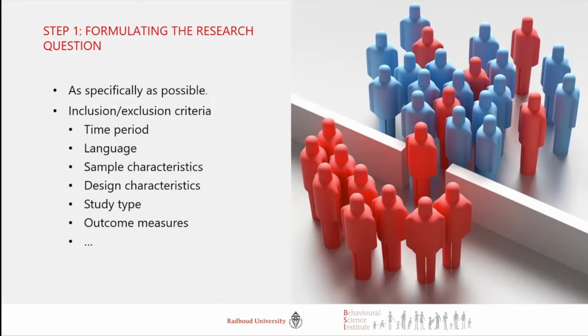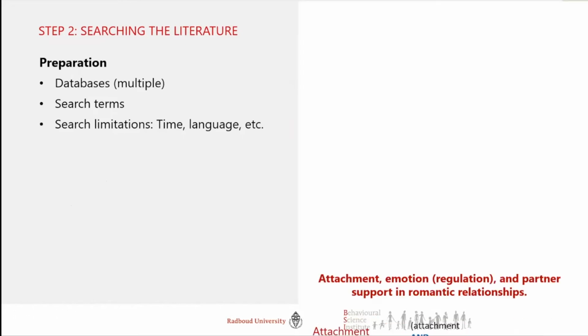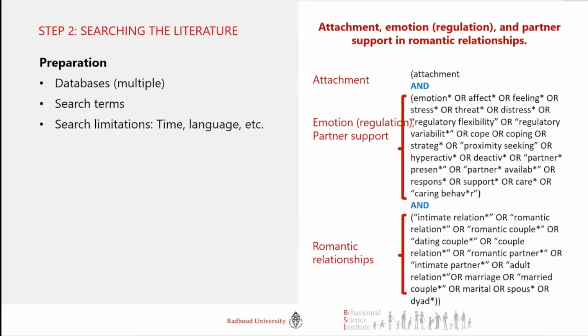After you define your research question, the next step is screening, searching for literature. You go to databases. It is recommended to search several databases such as Web of Science, PubMed, and PsycInfo, because there are overlaps between them, but they don't cover everything. You have to define your search terms. They are very important. You want search terms that give you all studies, but not so broad that they give you many irrelevant studies. These are the ones I had for my project: the word attachment, all synonyms of emotion, emotional regulation, and partner support, and all synonyms of romantic relationships, like married couples, spouse, dating couple, everything.